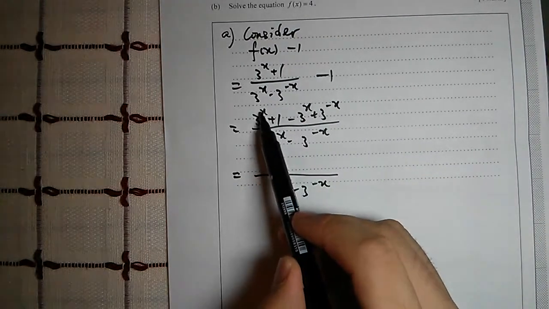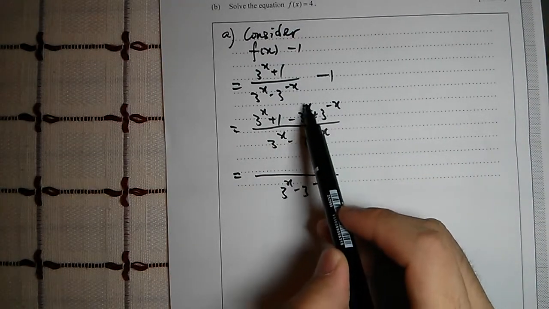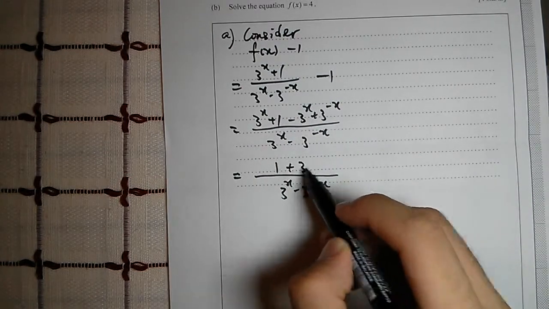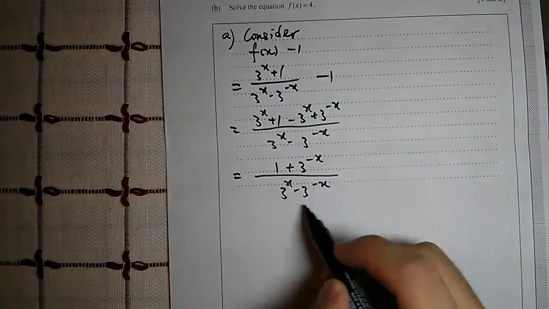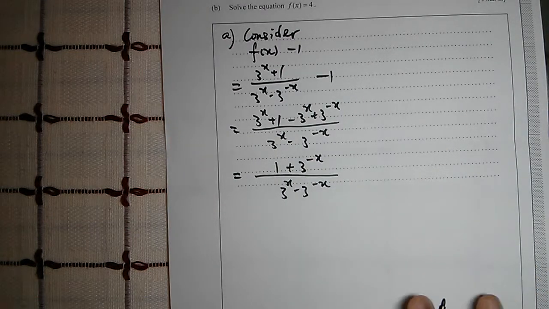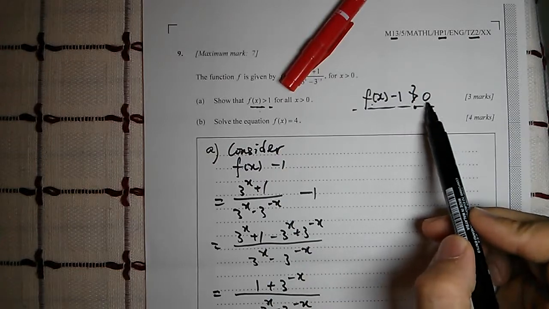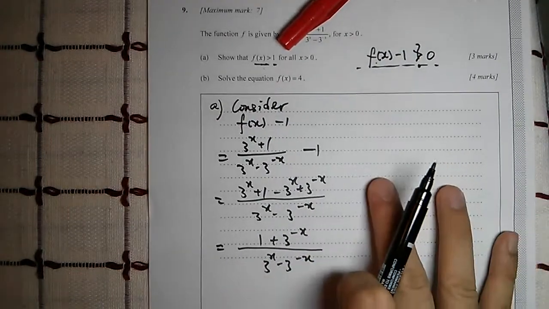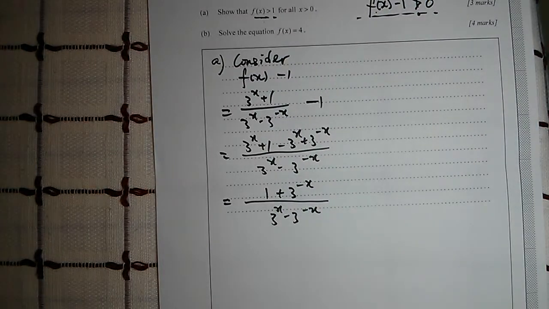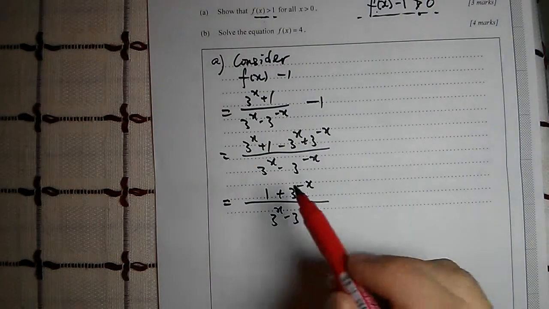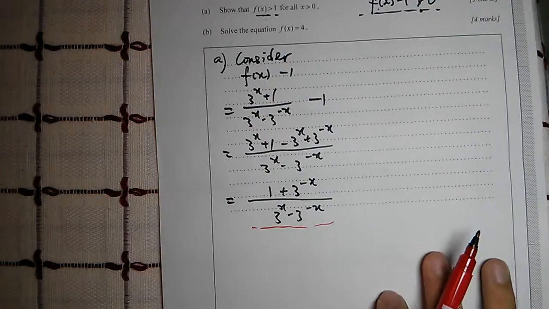So what we see is 3 to the power of x minus 3 to the power of x cancel each other. So you end up having 1 plus 3 to the power of negative x. Okay, you end up having this. Now what you want is you want the thing to be bigger than 0. So what you need to do is consider if what you got here is bigger than 0. If this is already bigger than 0, we are good to go.